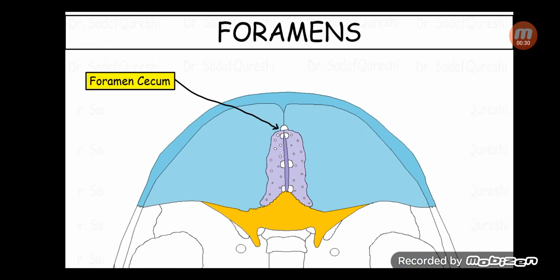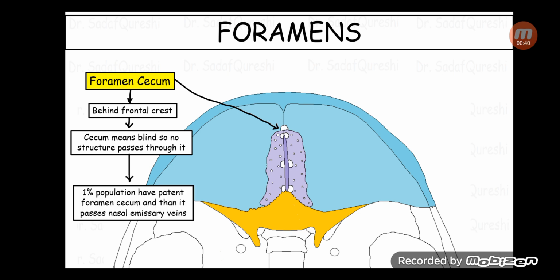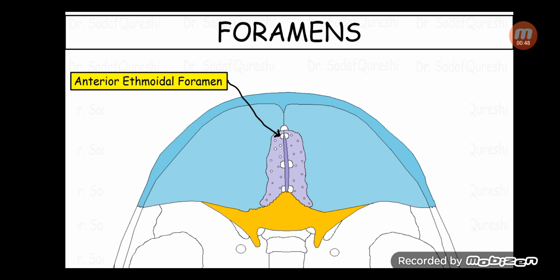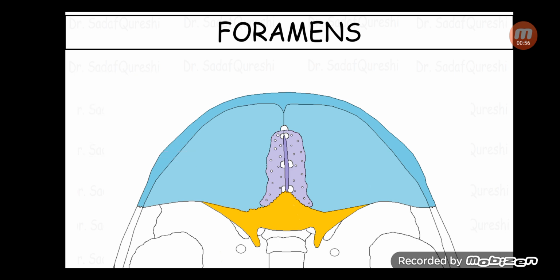Openings in the anterior cranial fossa. The first opening we have is the foramen cecum, which is present behind the frontal crest. Cecum means blind, so no structure passes through it, but in 1% of the population it passes a nasal emissary vein. The other opening we have in the anterior cranial cavity is the anterior ethmoidal foramen, which passes the anterior ethmoidal artery, anterior ethmoidal vein, and anterior ethmoidal nerve.